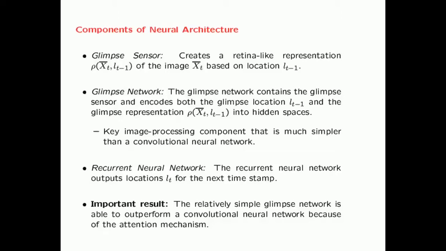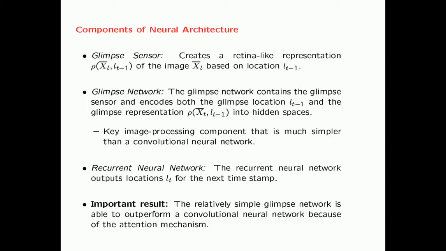So let's discuss what the components of the neural architecture are. The components of the neural architecture are the glimpse sensor. The glimpse sensor essentially creates a retina-like representation ρ of the image x_t, which is based on location l_{t-1}. The glimpse network contains the glimpse sensor and encodes both the glimpse location l_{t-1} and the glimpse representation ρ(x_t, l_{t-1}) into hidden spaces. So this is a key image processing component, which is typically much simpler than a convolutional neural network. And then, of course, we have a recurrent neural network, which is the controller.